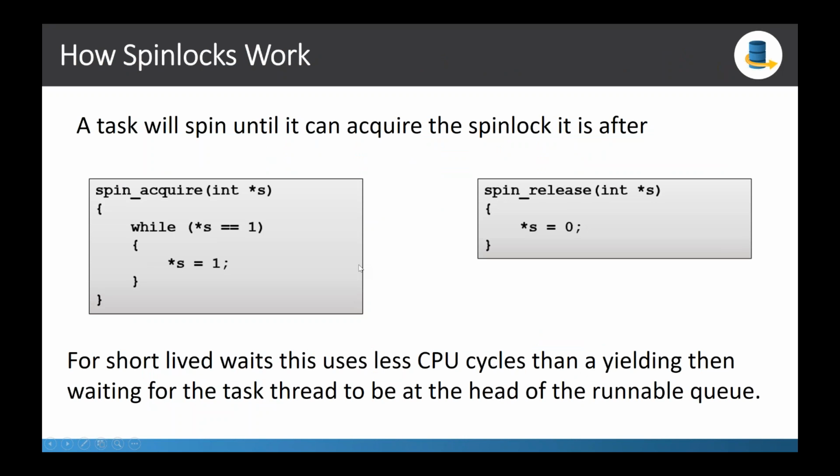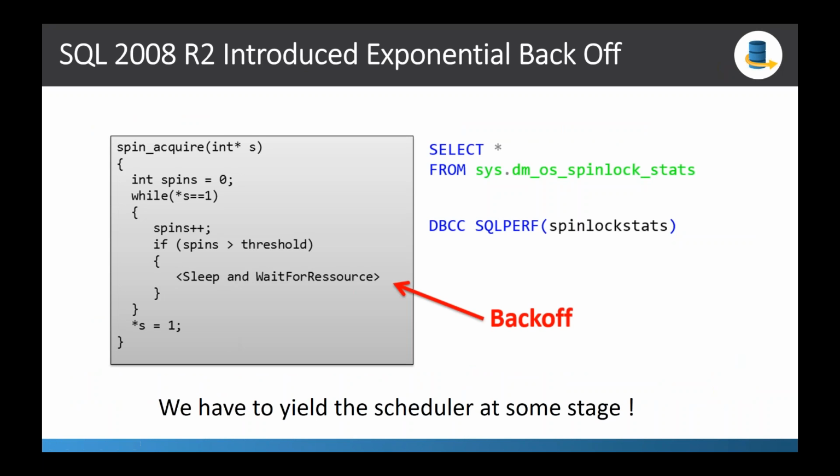Okay. So Spinlocks, how do they work? There's some pseudocode here to illustrate how a Spinlock works. A task will spin until it can acquire the Spinlock it's after. The whole idea behind this is that for short uncontended spins, it's more efficient to burn some CPU than to yield a scheduler. However, we don't want to spin forever, so we've always had the concept of back off, which means after so many spins we give up the ghost and yield the scheduler.